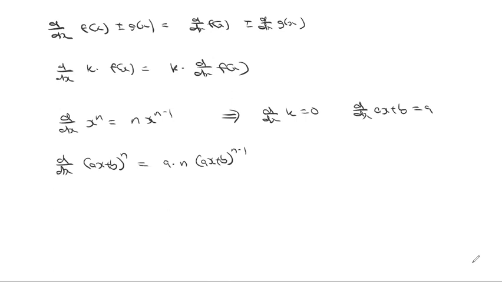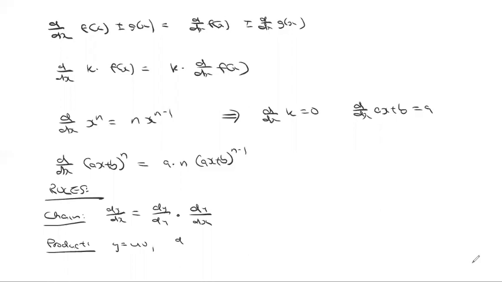So we've got the chain rule, which means that dy dx is equal to dy du times du dx. You've got the product rule, which tells you if y equals uv, then y dash equals u dash v plus uv dash. And you've got the quotient rule, which tells you if y equals u over v, then y dash must equal u dash v minus uv dash over v squared. So those are the main things we've covered in previous weeks.